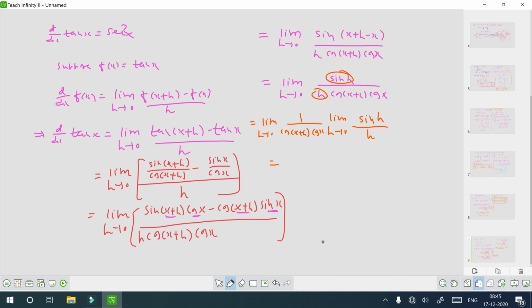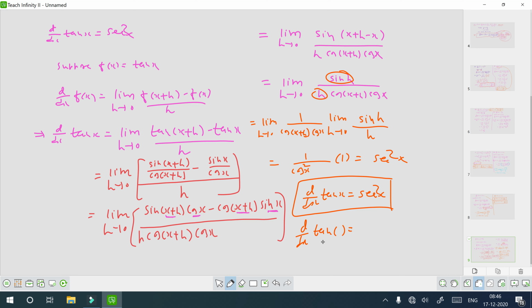Yes or no? Yes. That is equal to, h tends to 0, put 0 here. Cos x into cos x, that is cos square x, and 1 over that comes out to sec square x. Yes or no? Yes. So what did we prove? d by dx of tan x is equal to sec square x. But how are we going to remember this standard form? d by dx of tan of some function is equal to sec square of some function times d by dx of some function. Clear? Next one.